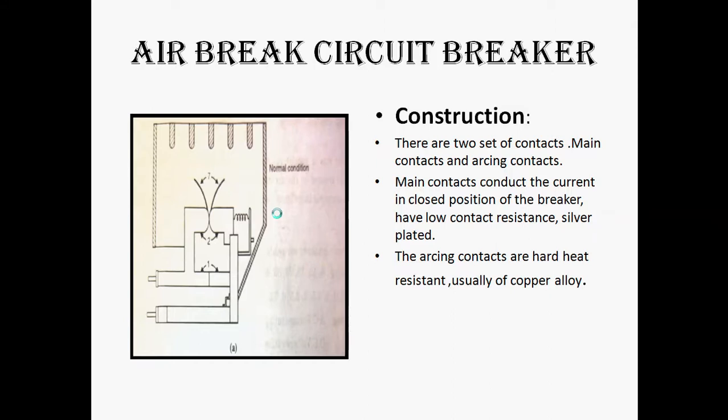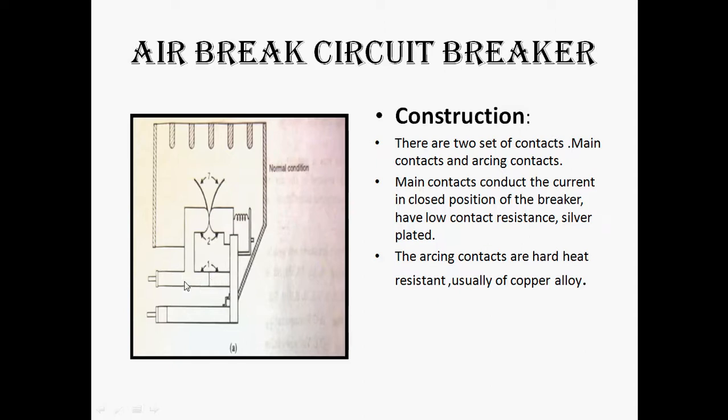Now, air brake circuit breaker construction. There are two sets of contacts, main contacts and arcing contacts. Main contacts conduct the current in the closed position of the breaker. Now this breaker is in closed position, current entering from this point and goes out of the breaker from this point. These are the two leads of that breaker.